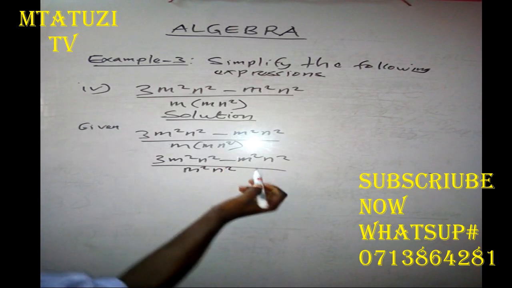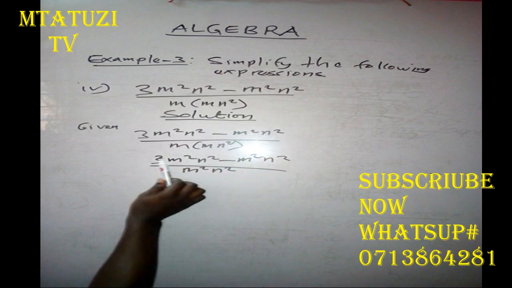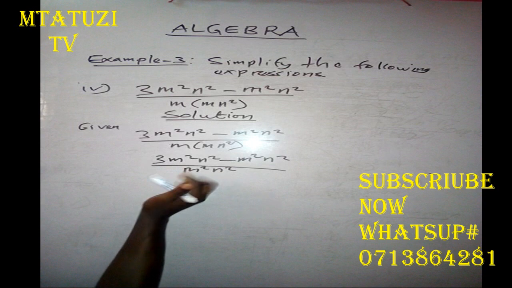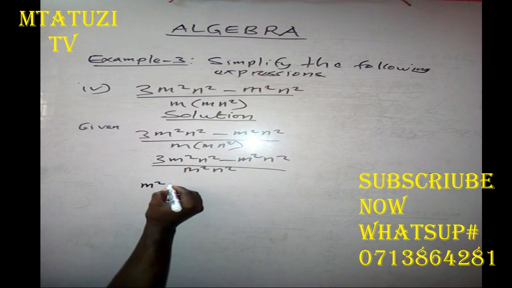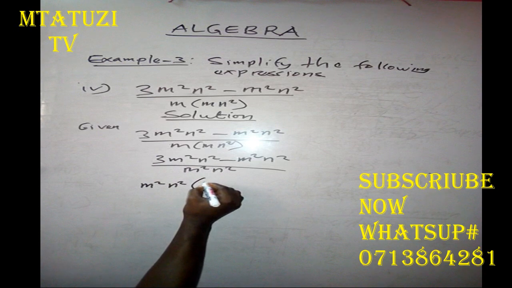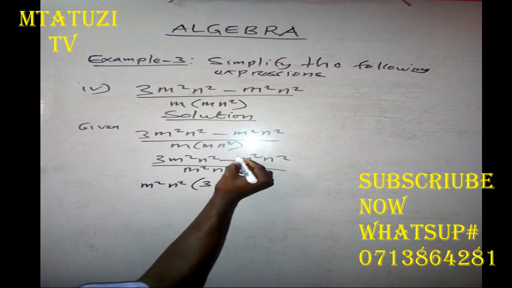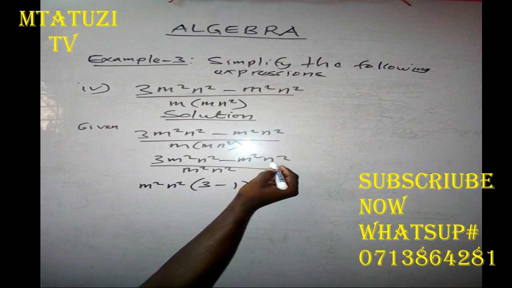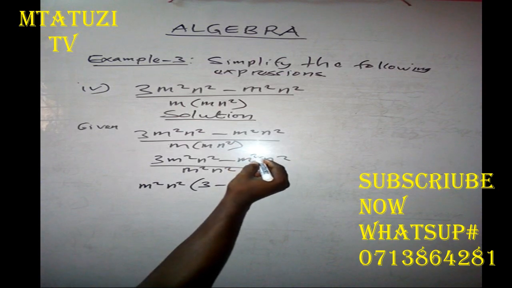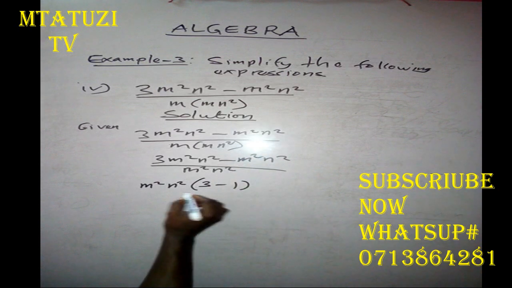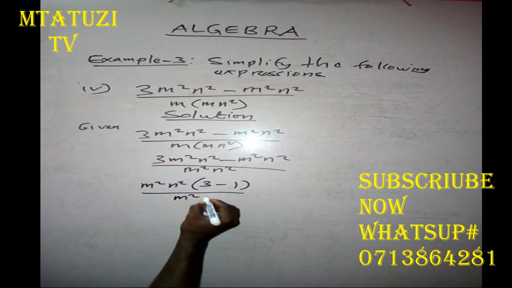So now you have to factor out upward. On the upward terms, factor out the common terms, common letters. So there we factor out m square and n square because they occur on both terms. So you take all of them out. Inside the bracket you remain with 3 minus 1. Remember here there is 1 because it's 1m times 1n, so 1m square times 1n square. So there remains 1, divided by m square n square.